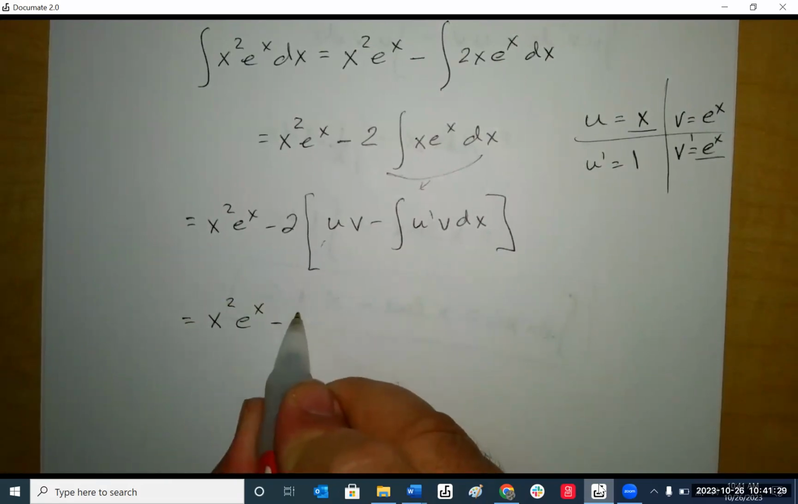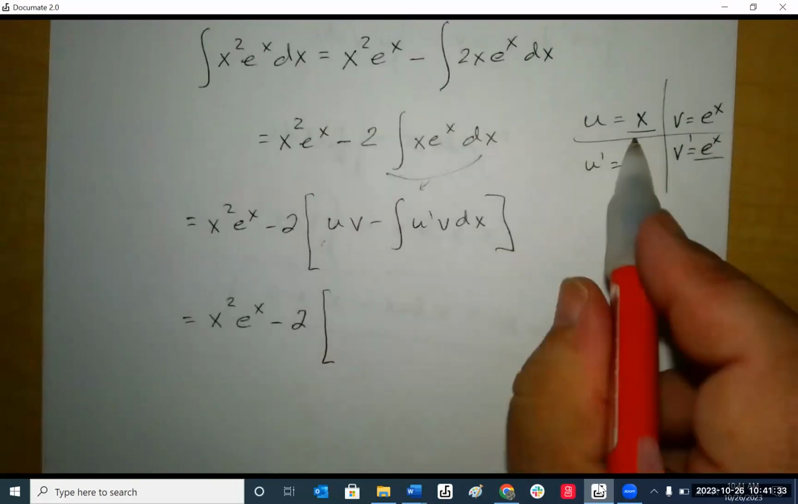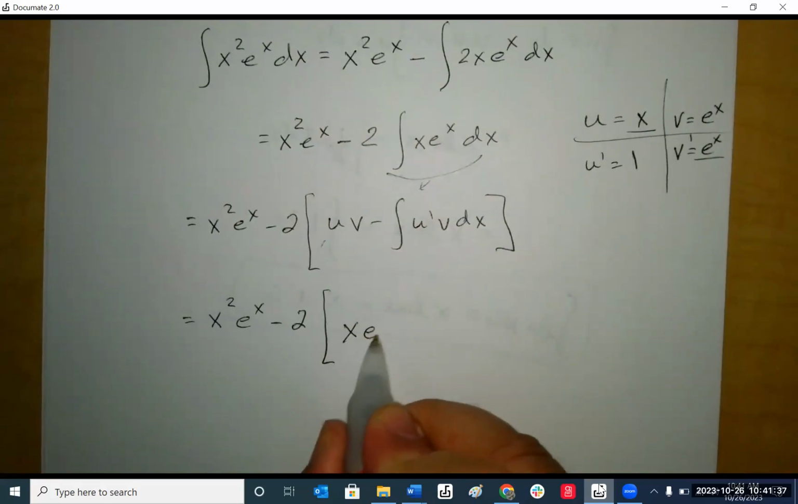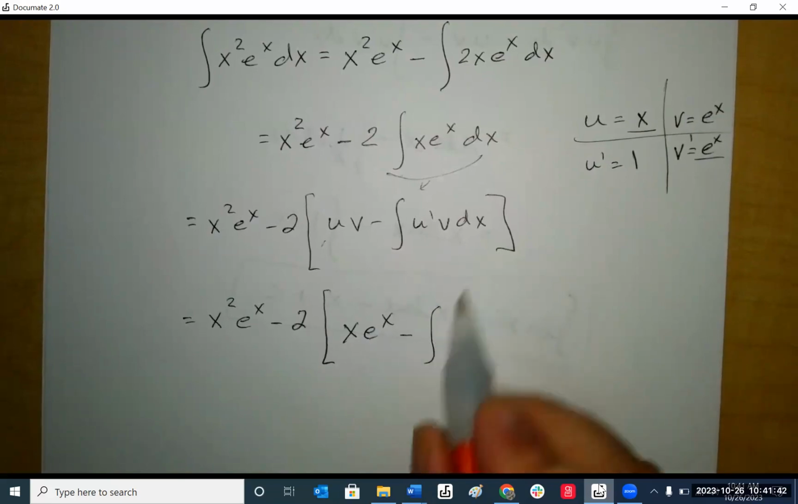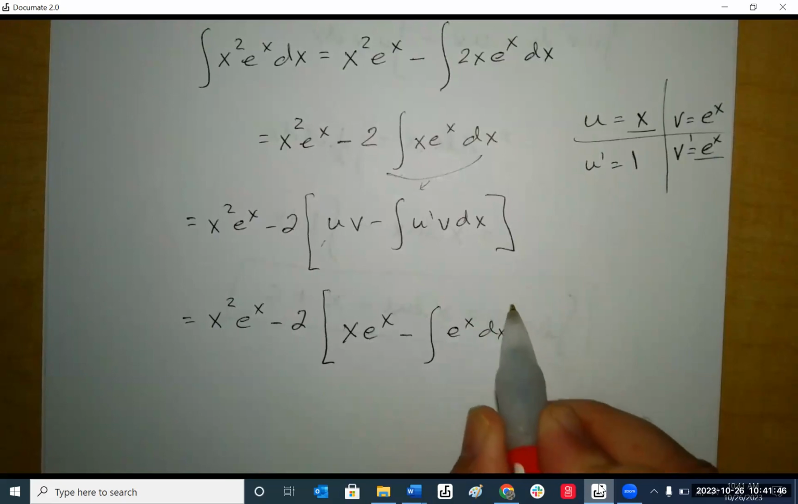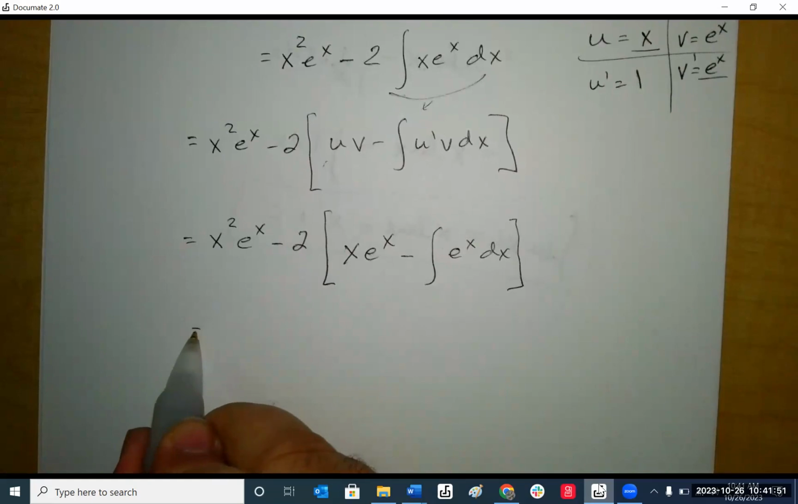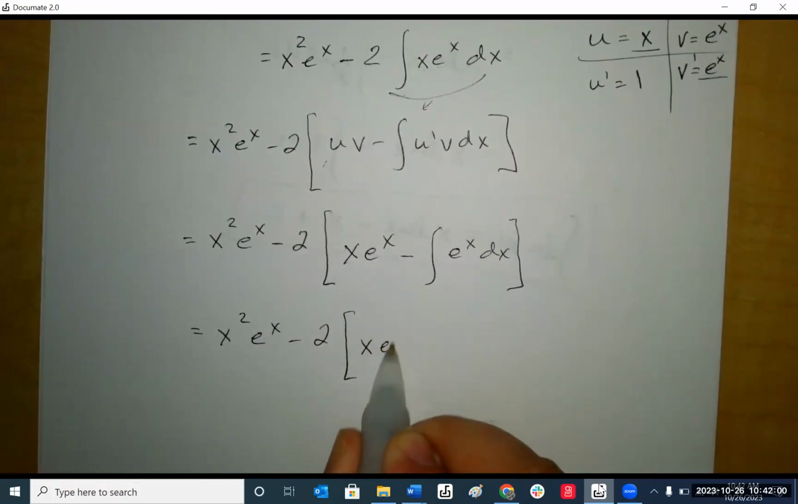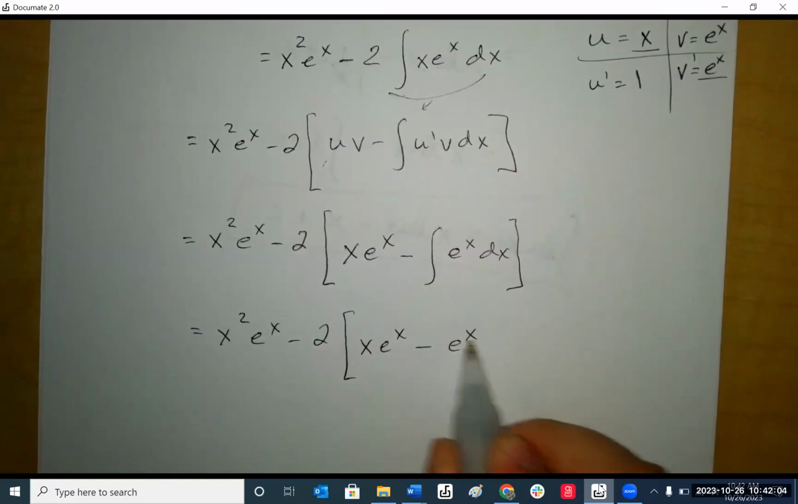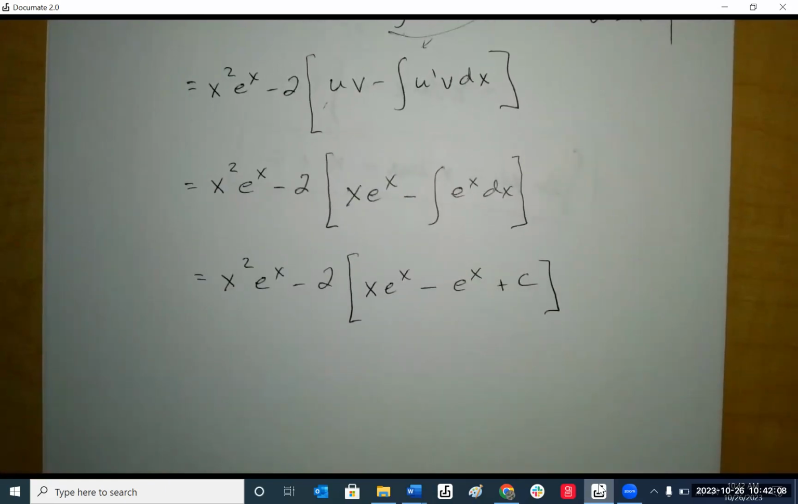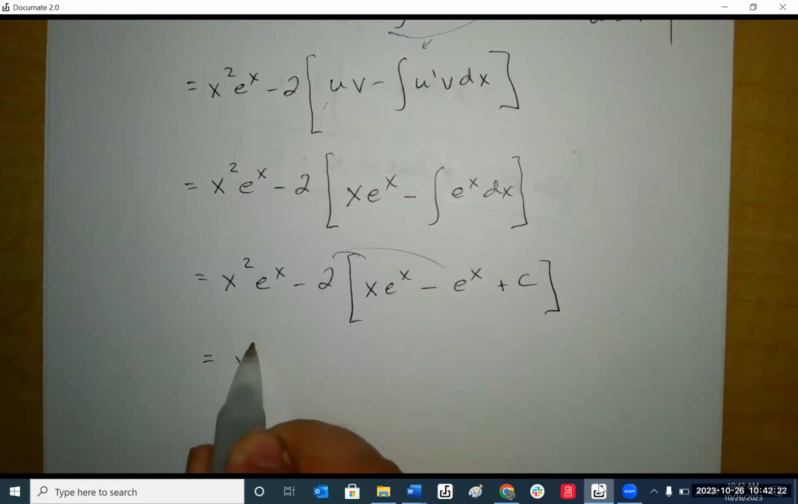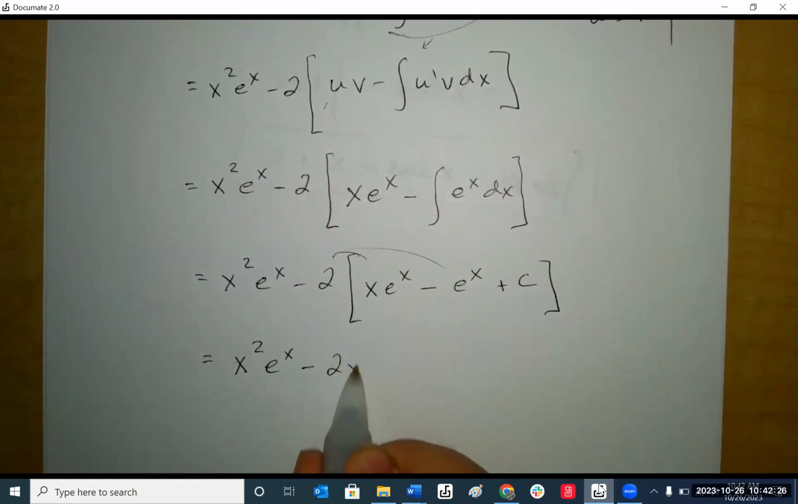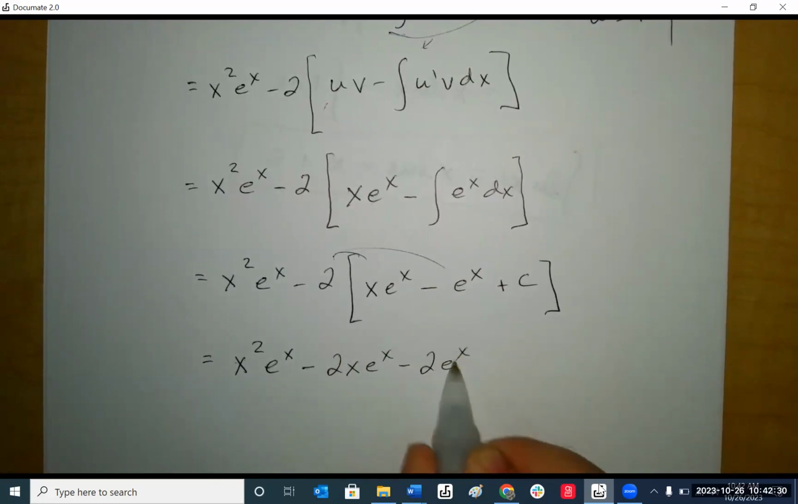We have x squared e to the x minus 2 times, where u is x and v is e to the power x, minus the integral of 1 times e to the x dx. The integral of e to the x is e to the x plus c. Because it's an indefinite integral, I can't forget the plus c. So we get x squared e to the x minus 2x e to the x minus 2 e to the x plus c.